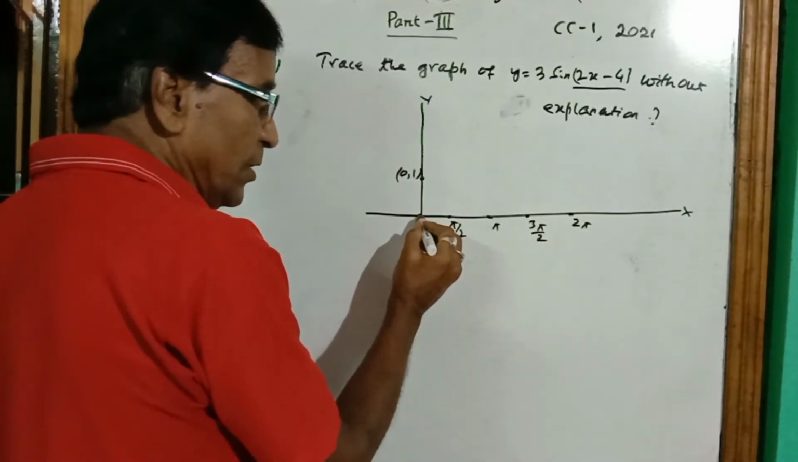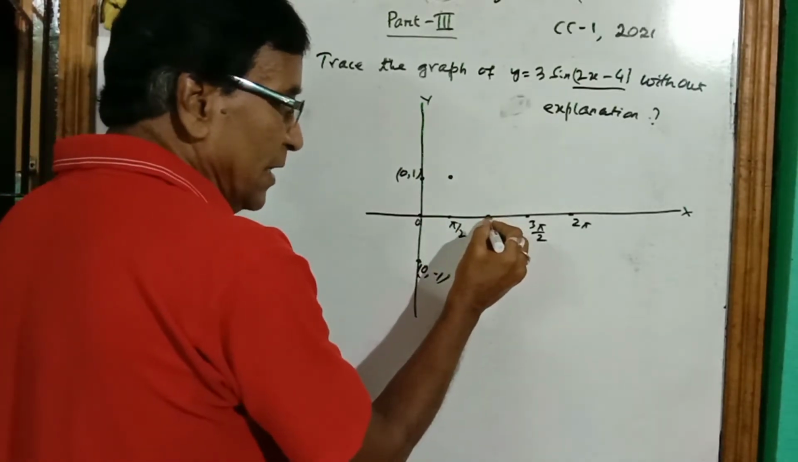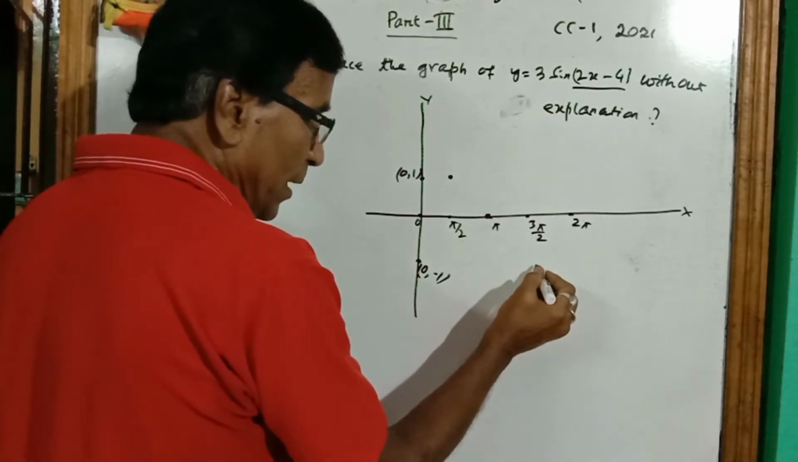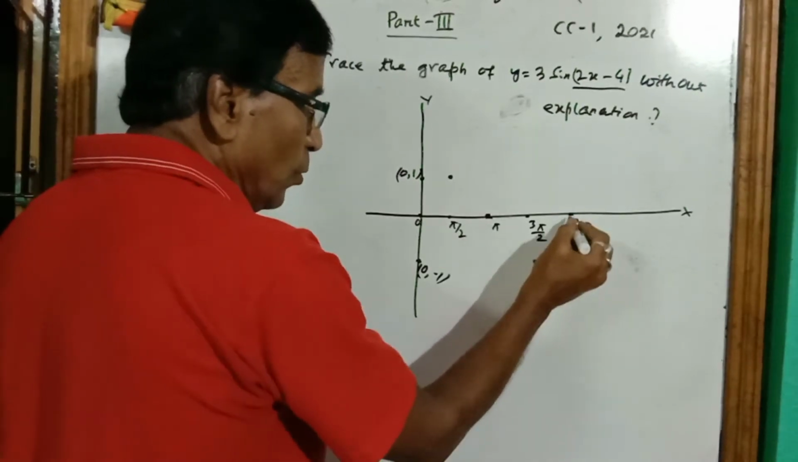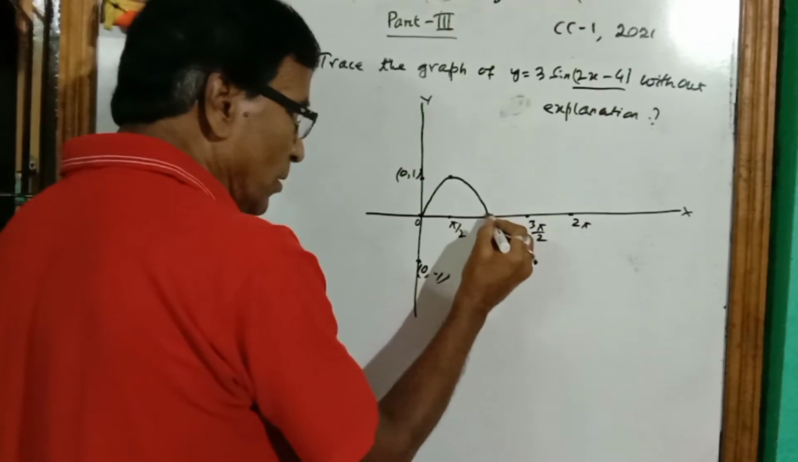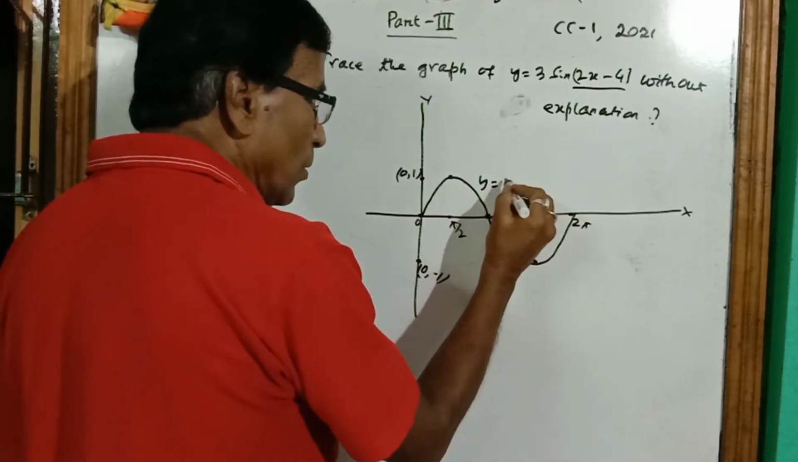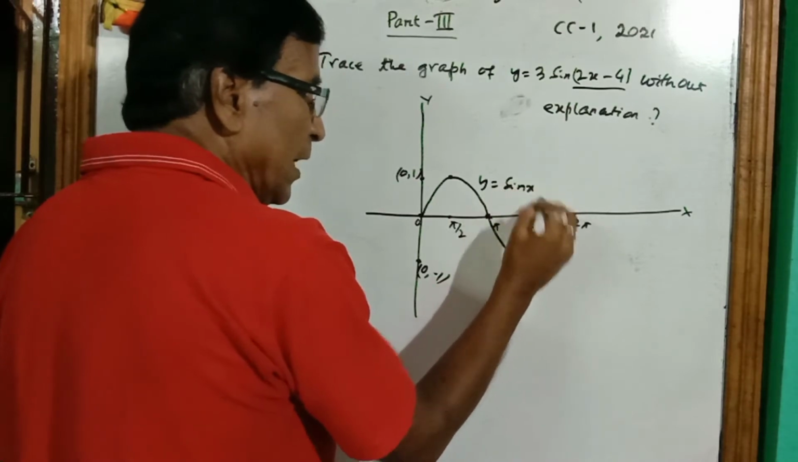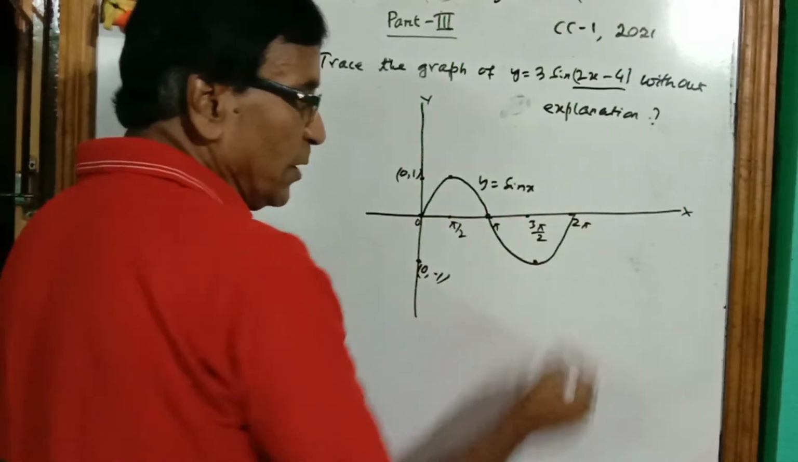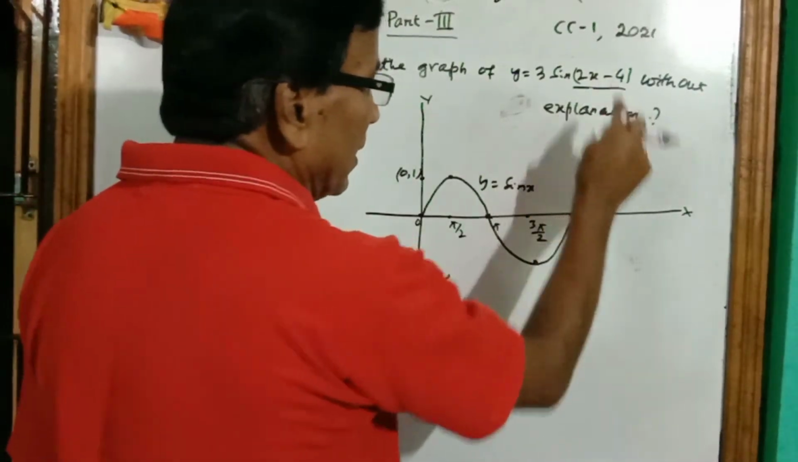So sine 0 is 0, sine 90 is 1, sine pi is 0, sine 3 pi by 2 is minus 1, 2 pi is 0. So this is the curve y is equal to sine x, in the closed interval of 0 to 2 pi. This is the graph.